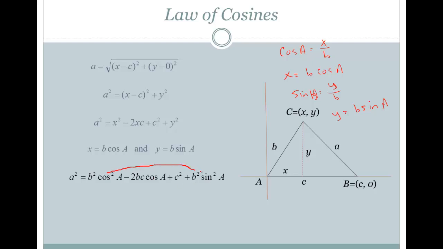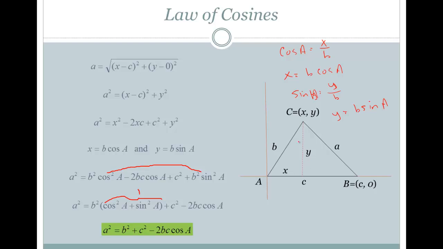I'm going to combine these two terms. If I do that, I get B squared times cosine squared A plus sine squared of A. This is an identity here. That's equal to 1. Okay? And so what I get is A squared is equal to B squared plus C squared minus 2BC cosine A. So it looks a little bit like the Pythagorean theorem, but I have this other term because this is not a right triangle.